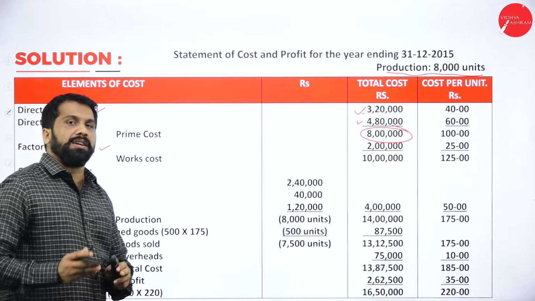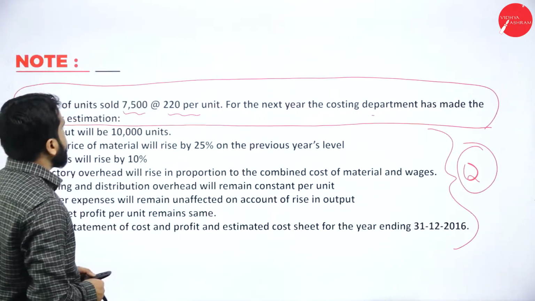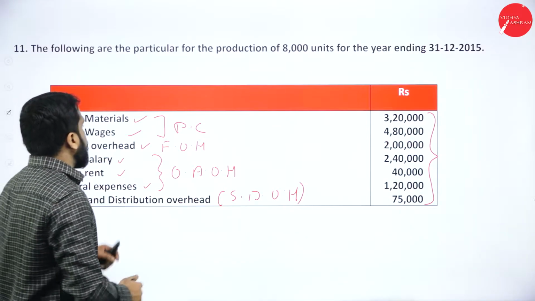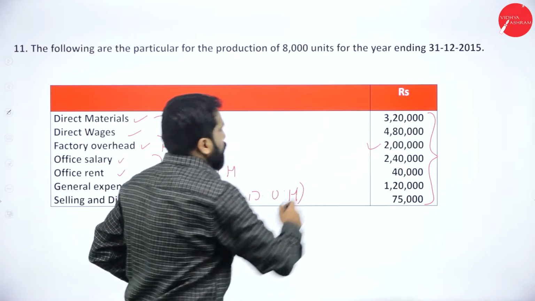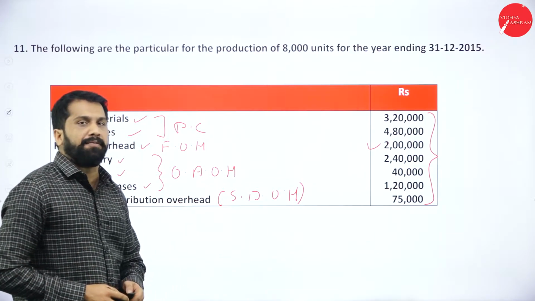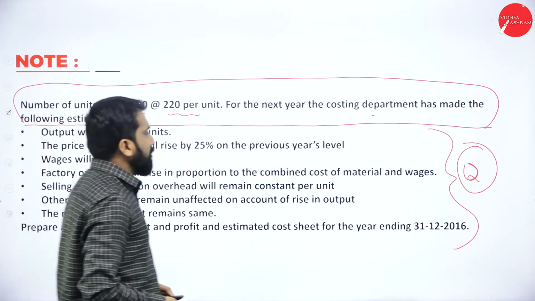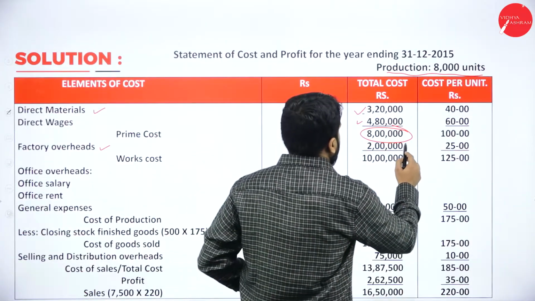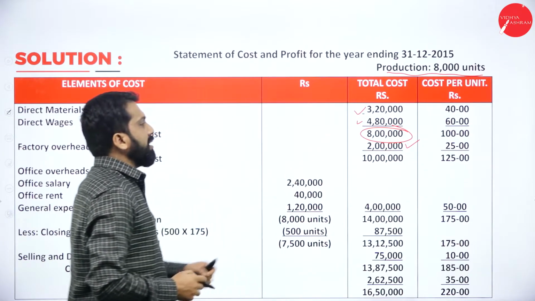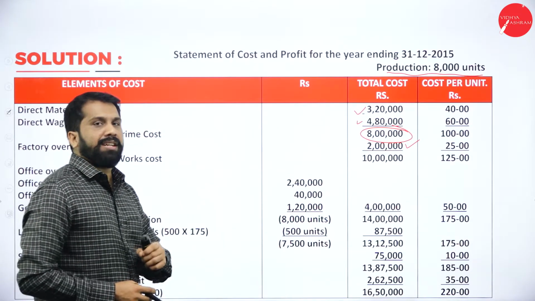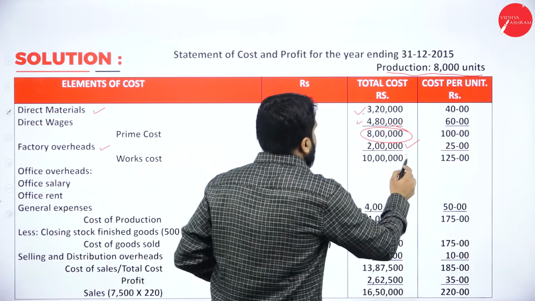Where can you find your factory overhead? Your factory overhead is how much? 2 lakh. Take 2 lakh as your factory overhead. Your factory overhead is 2 lakh. So 8 lakh plus 2 lakh, it will be how much? 10 lakh. So it will be 10 lakh.